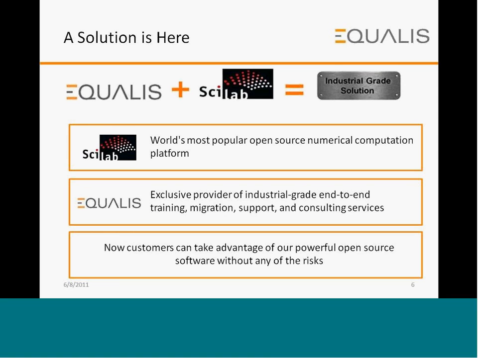If you are facing these challenges, we have a solution for you. Combining Equalus solutions with Scilab, we are providing an industrial-grade offering. Scilab is the world's most powerful open-source numerical computation platform, and Equalus is an exclusive provider of industrial-grade end-to-end training, migration, support, and consulting services. Now, customers can take advantage of our powerful open-source software without any of these risks.